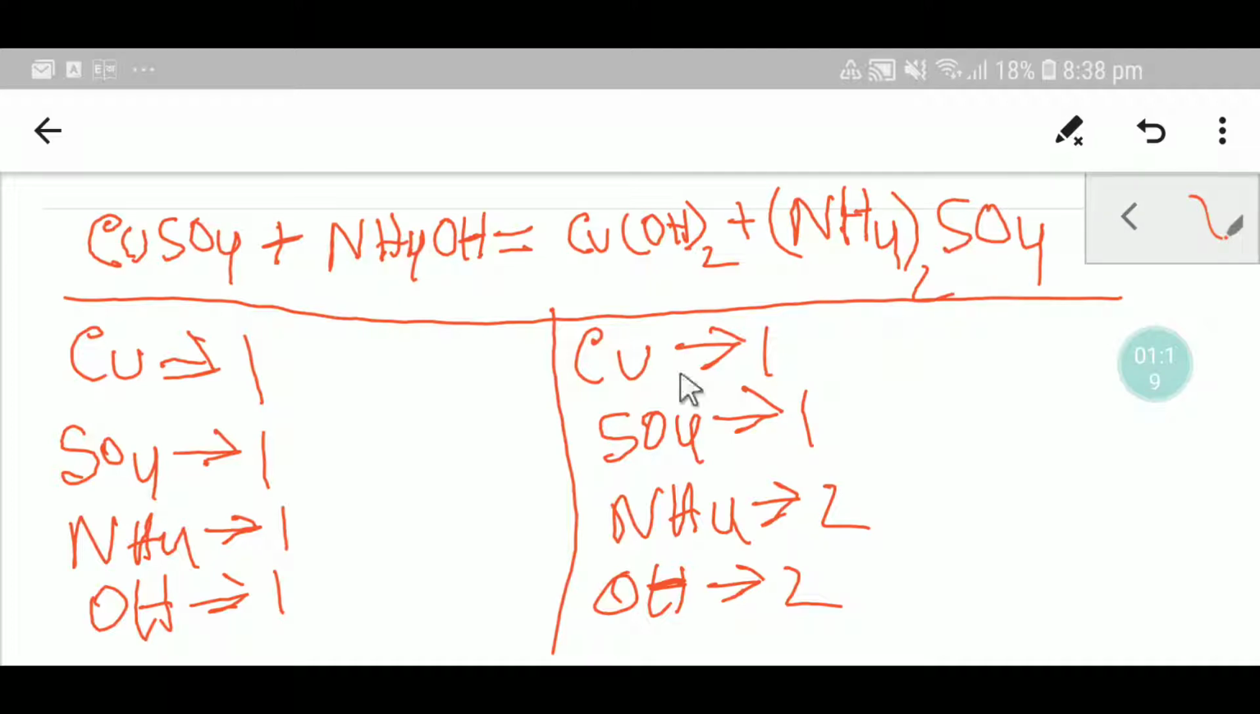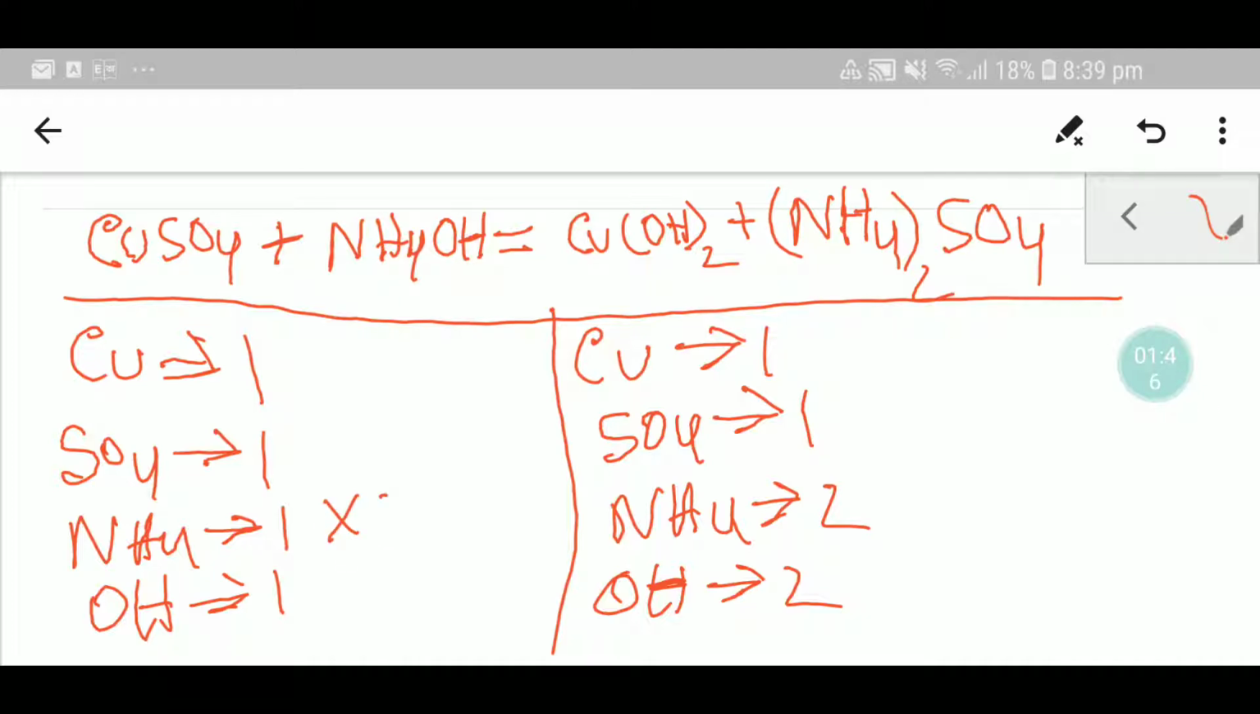To balance this equation, we have to look at the number of atoms on both sides. Here we have one copper, so copper is already balanced. Here we have one sulfate, so sulfate is already balanced. And here we have one ammonium polyatomic ion. Here we have two, so the ammonium ion is not balanced. So let us balance the ammonium polyatomic ion.